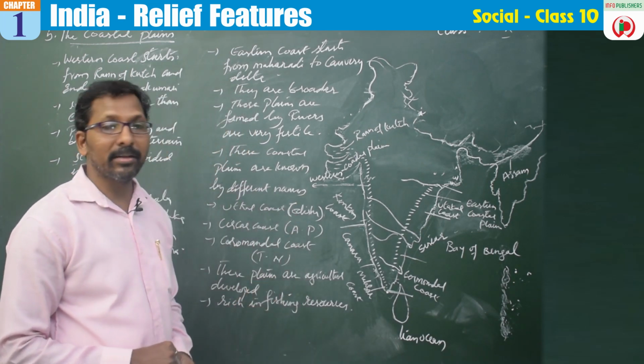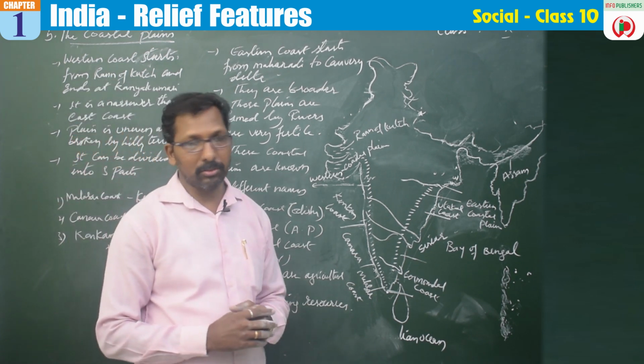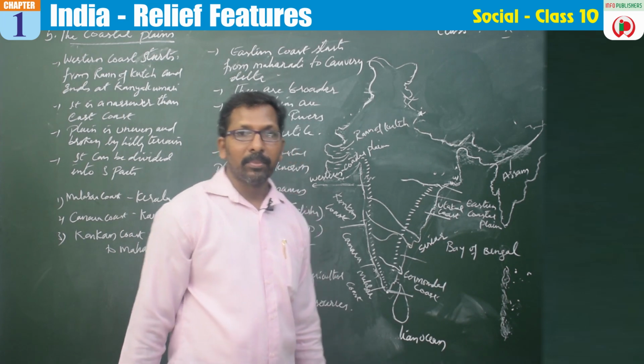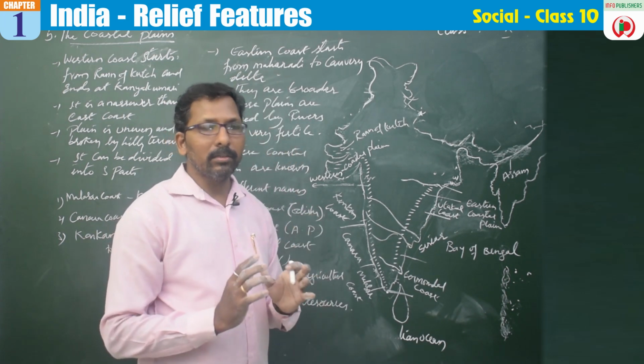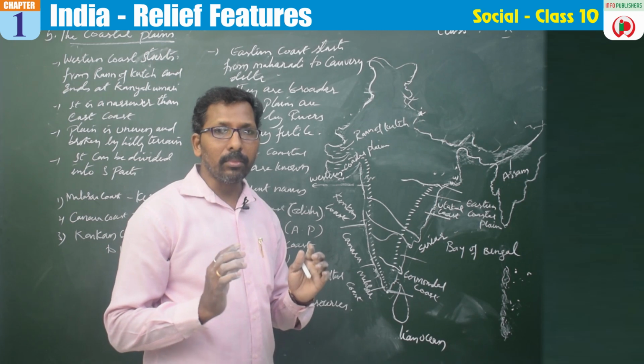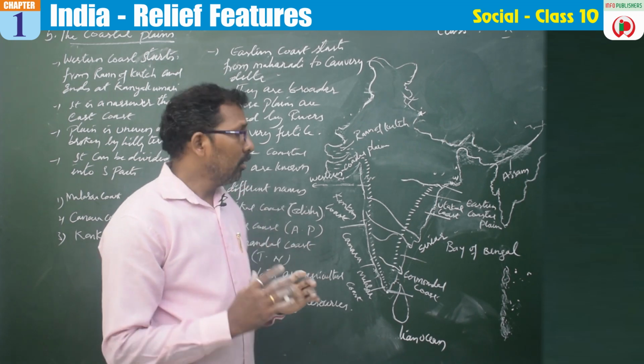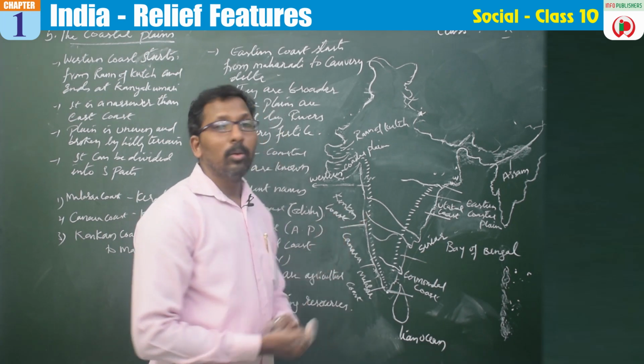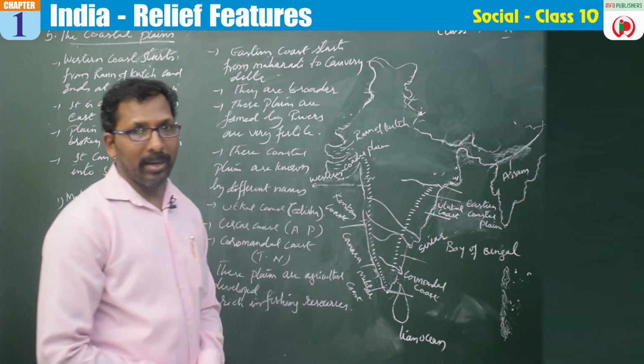Moreover, they are rich in fishing resources. This coast is very rich in fishing, right? So we can understand that the eastern coastal plain is quite a lot more beneficial than the western coastal plains.